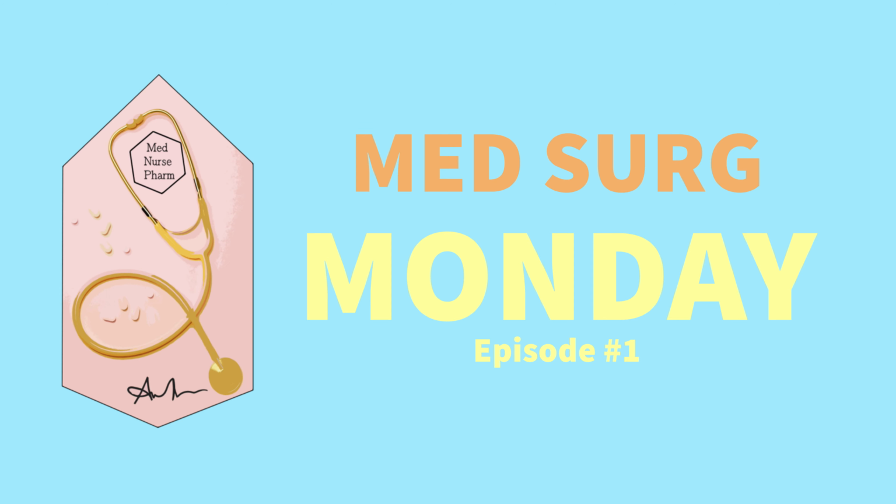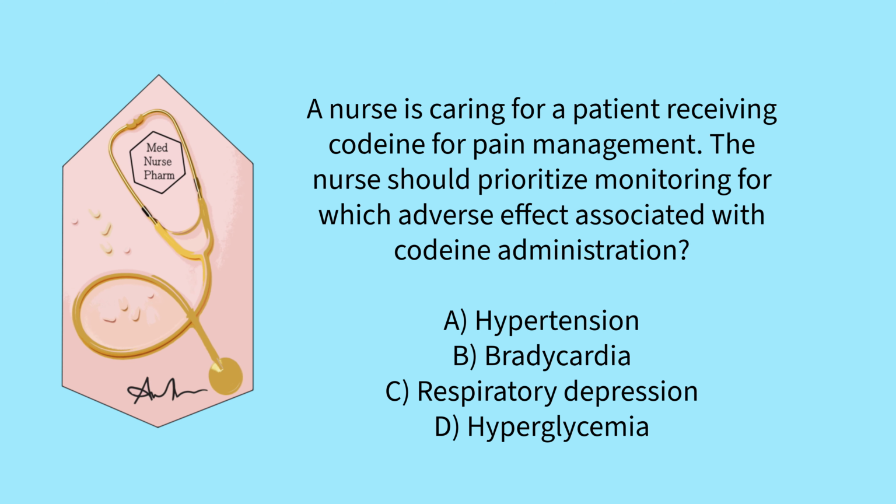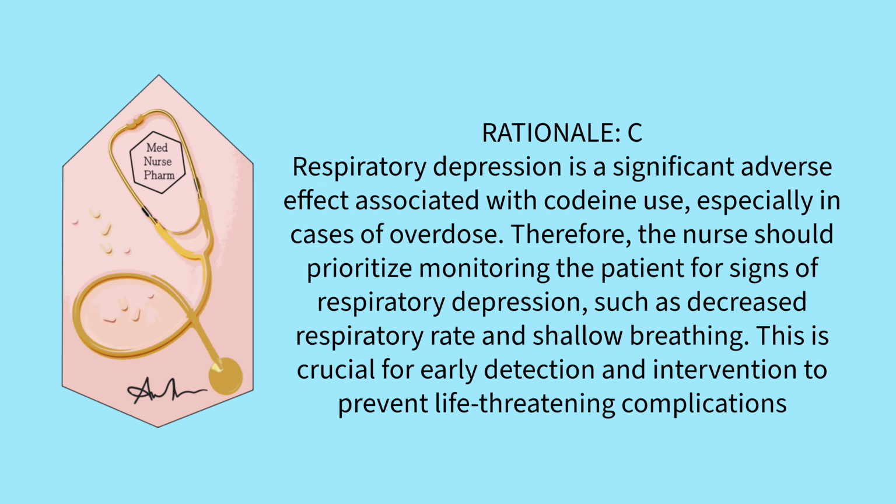We're gonna pass this. A nurse is caring for a patient receiving codeine for pain management. The nurse should prioritize monitoring for which adverse effects associated with codeine administration: hypertension, bradycardia, respiratory depression, or hypoglycemia. The correct answer is C. Respiratory depression is a significant adverse effect associated with codeine use, especially in cases of overdose.